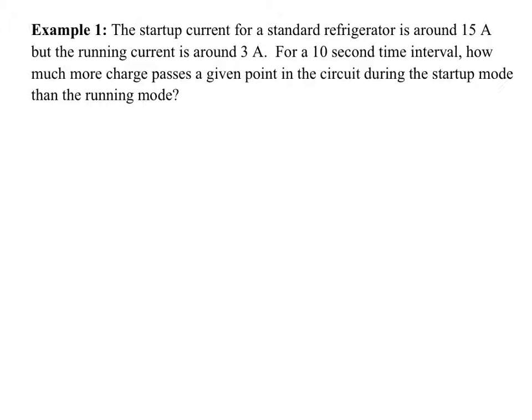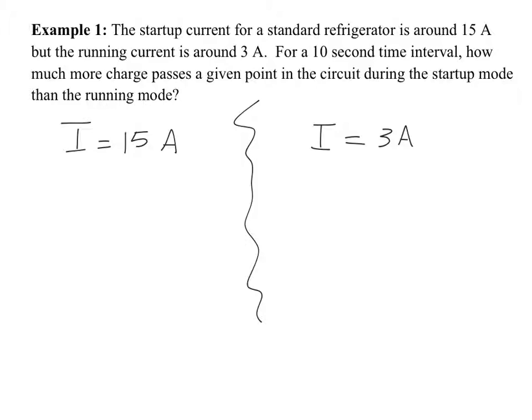So we've got the startup current for a refrigerator. It's around 15 amps. But the running current is around 3 amps. We'll talk about that in a moment, too. For a 10-second time interval, how much more charge passes at a given point in the circuit during the startup mode than during running mode? So we've got 2 modes here, running mode and startup mode. So let's make a little split. Okay, when it's starting up, the current is 15 amps. And once it's been running for a while, the current is 3 amps. Okay, you could say initial and final if you want, but I'm just making 2 scenarios.